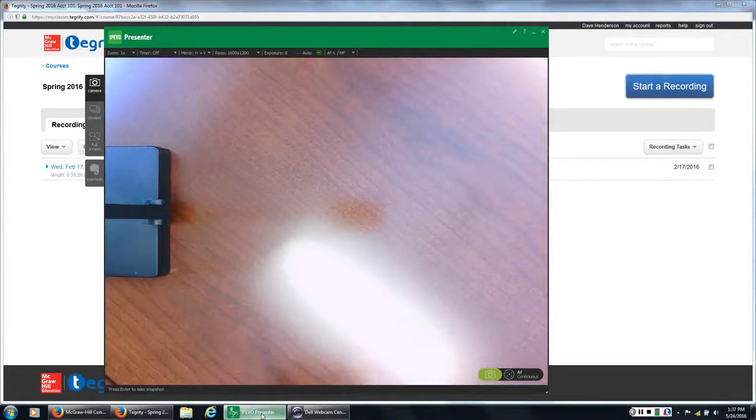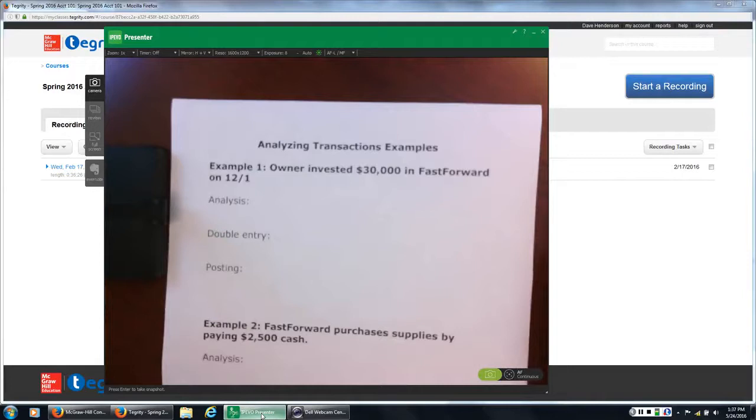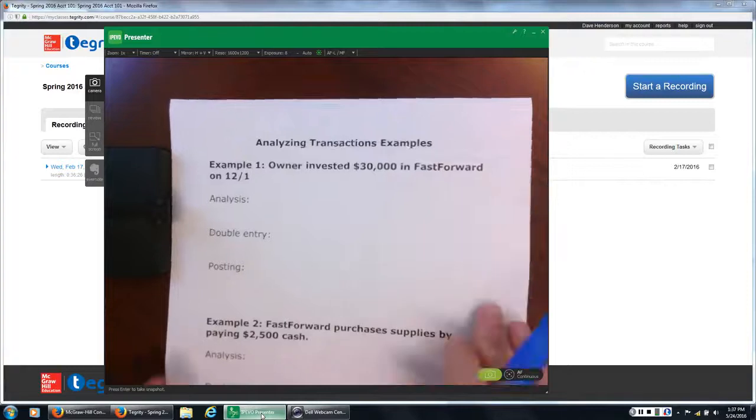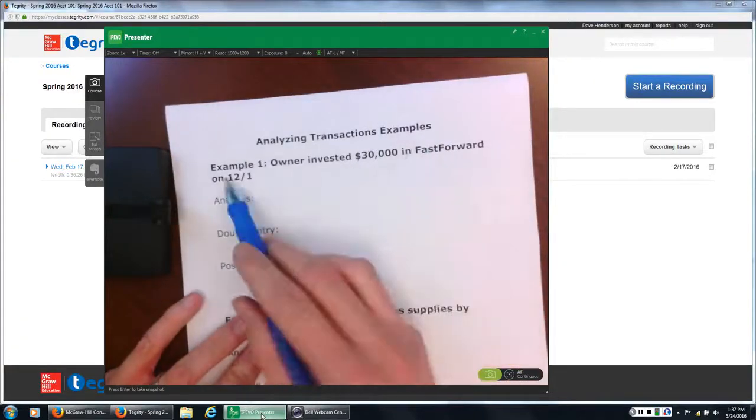Let's go ahead and jump on to page 29 of this course pack right here. We're talking about our owner investing money into the business and analyzing some different transactions as well. Let me catch up. So, owner invests $30,000 in Fast Forward. Fast Forward is a company on 12/1.